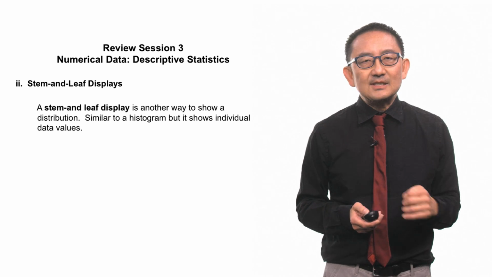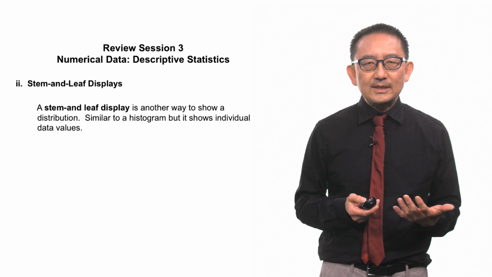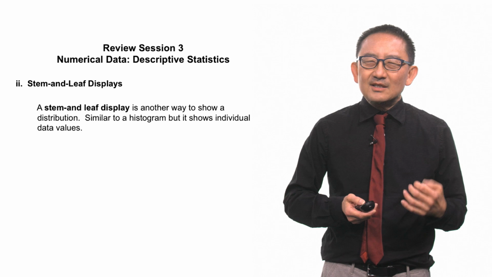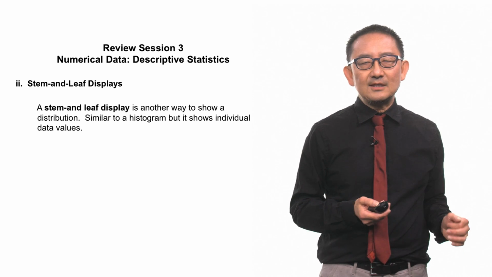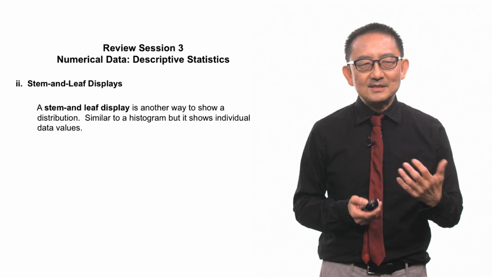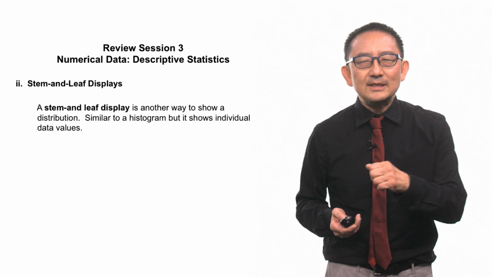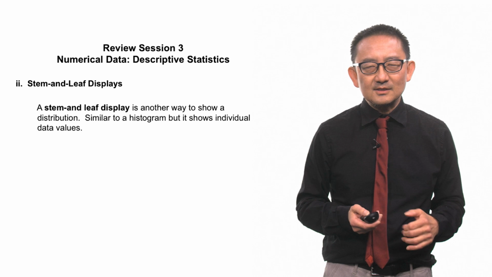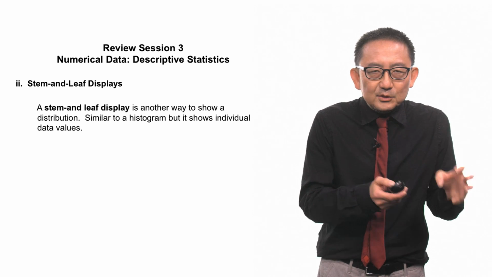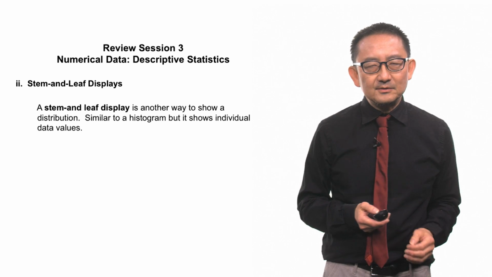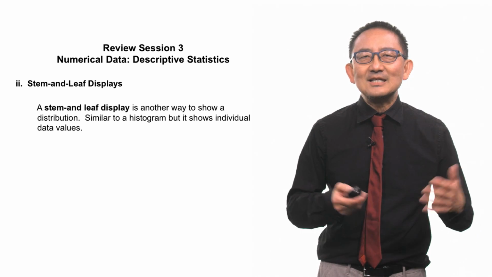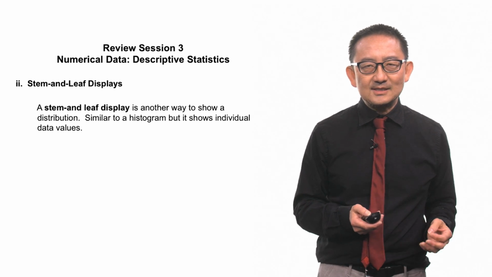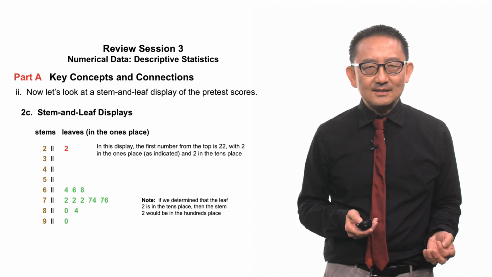So a stem and leaf display is yet another way that we can show a distribution. It's similar to a histogram, but it shows the individual data values. Sometimes stem and leaf displays are called quick and dirty ways of doing calculations. You don't get as much detail, but you are using each of the data values. And you can do it in a restaurant on a napkin. It's a very easy display to set up. So how do you set it up?